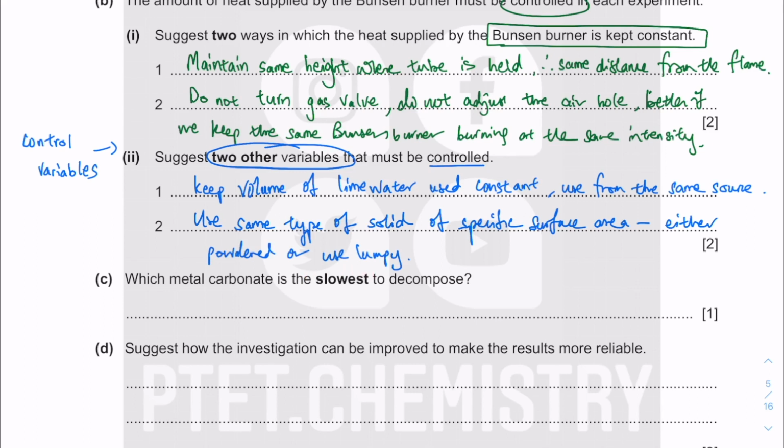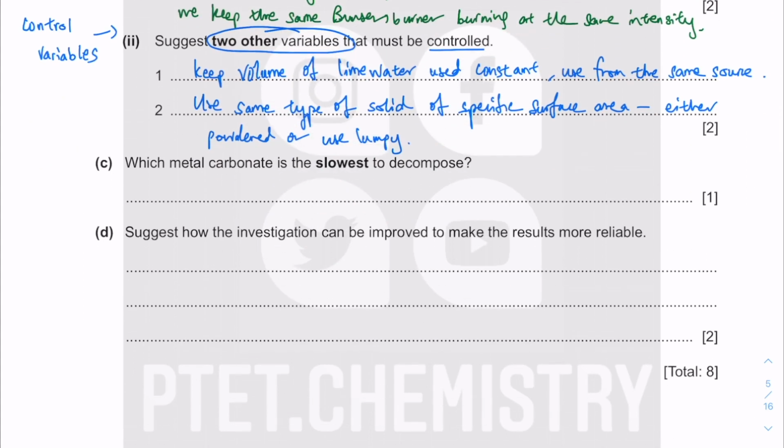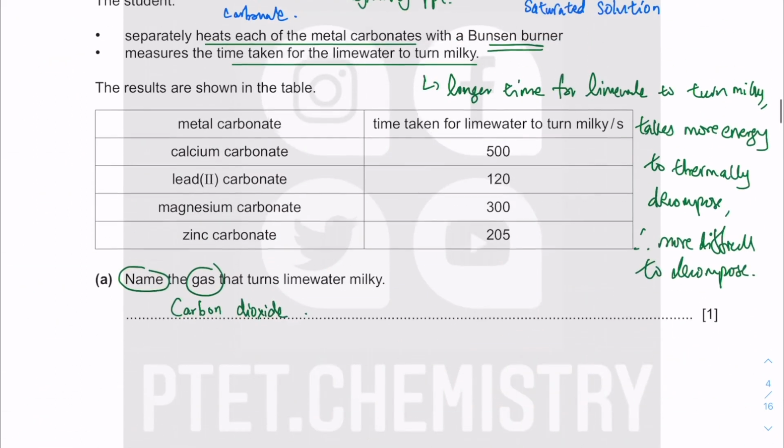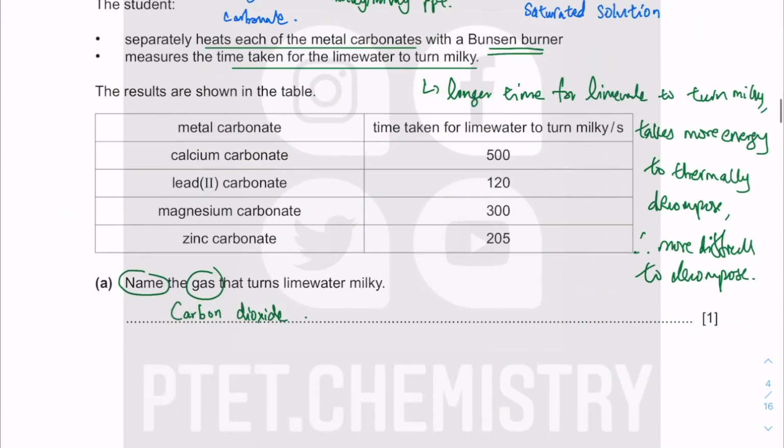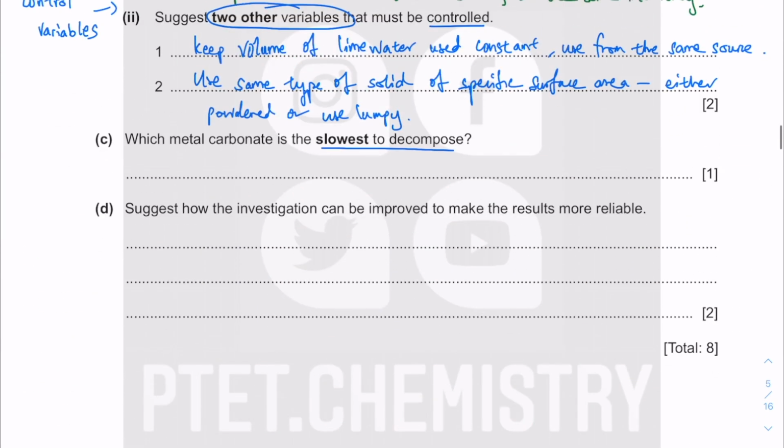Okay, so which metal carbonate is the slowest to decompose? So to give you a table, right? So as I was right, I shouldn't have worried about the divalent thing because these are all calcium 2+, lead 2+, magnesium 2+, zinc 2+. These are all divalent cations. Slowest reaction, slowest to decompose means it takes the longest time. 500 is the longest out of all of these. So calcium carbonate is the slowest to decompose.